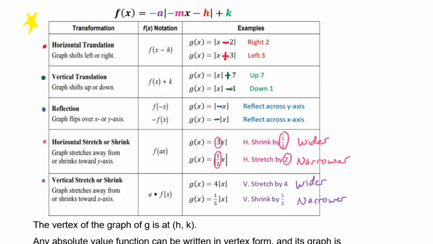So these are going to be important things to remember and to refer back to be able to help you out. Now it's important to note that the vertex of the graph of g is at the point (h, k). Now notice that our h value directs the left and the right movement, right? So that's our h. And our k directs the up and the down. So we have our h value and our k value.